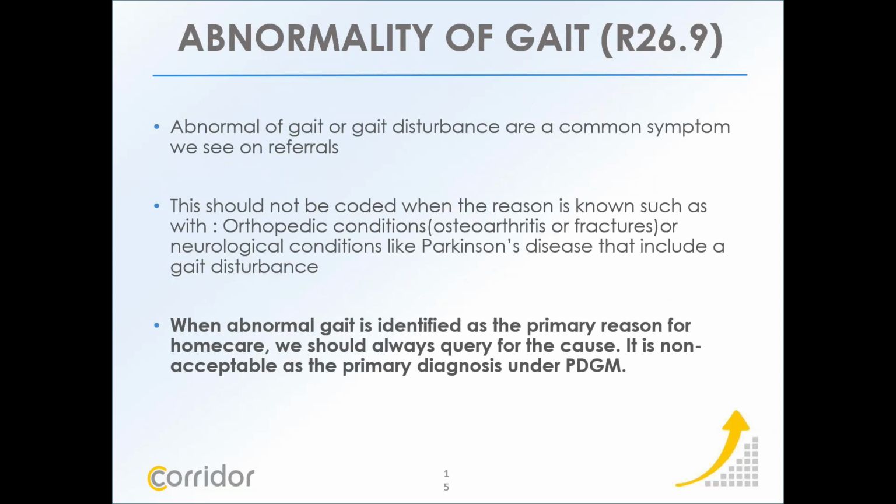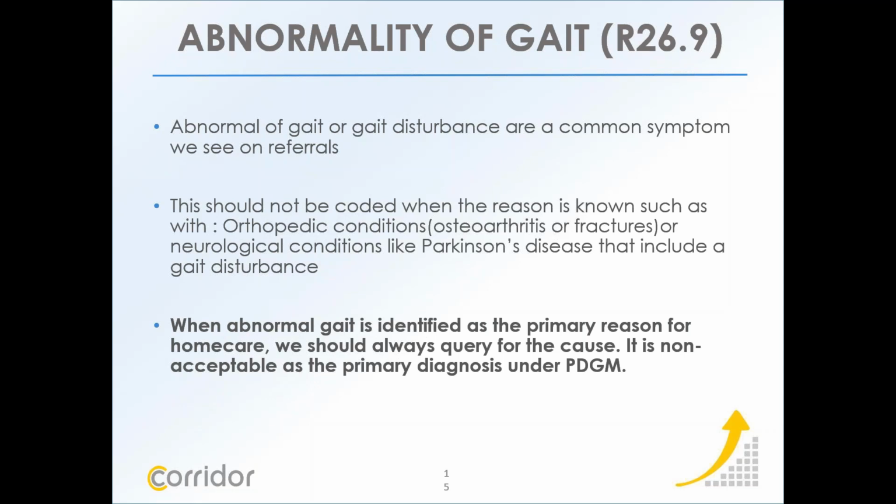Here's another example of some of the non-acceptable codes, abnormality of gait. We see this a lot. It's also known as gait disturbance, difficulty walking, frequent falls. All of that falls into the abnormality of gait category. Of course, we should not be coding that when the reason is known, such as orthopedic conditions like osteoarthritis or fractures, or even neurological conditions like Parkinson's disease that include a gait disturbance. So in most cases, if we see a patient who has one of these types of disorders, generally we will find something in the chart that relates to it, such as osteoarthritis in the hip.